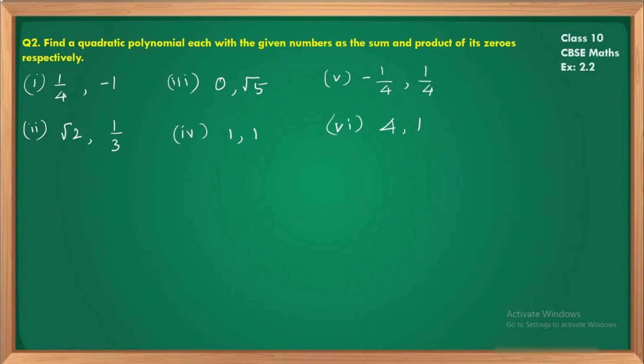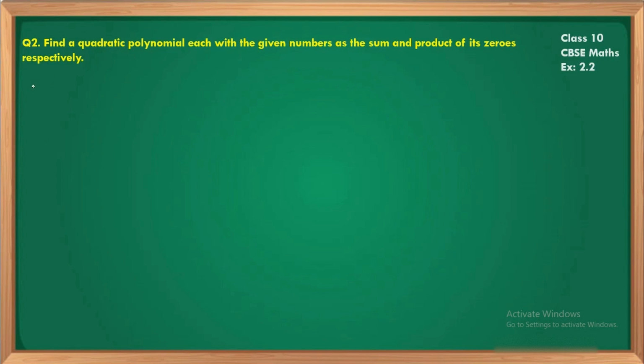Now students, please find question 2, which says find a quadratic polynomial each with given numbers as the sum and product of its zeros respectively. This is in exercise 2.2, and in this question 2 we have a total of 6 sub-questions. In the previous cases, the quadratic polynomials were given, and we were asked to find the zeros and then verify also. But in this question, they have given us the zeros, and now they want us to find the quadratic polynomial in each case.